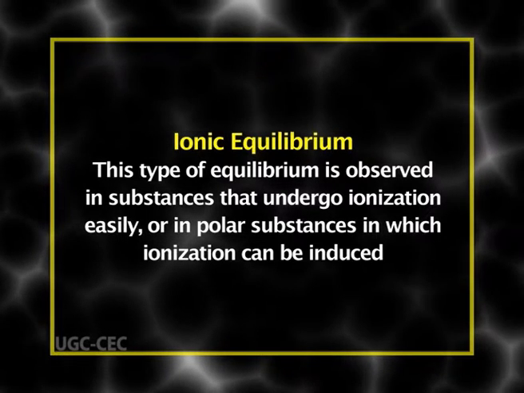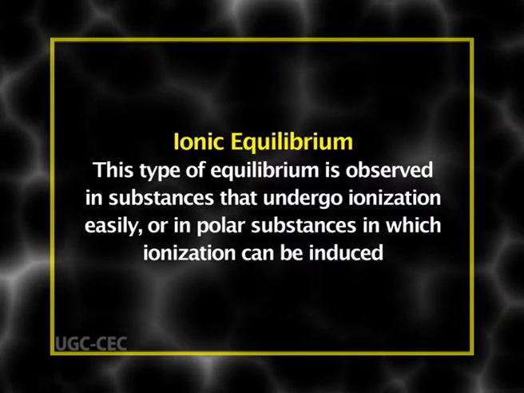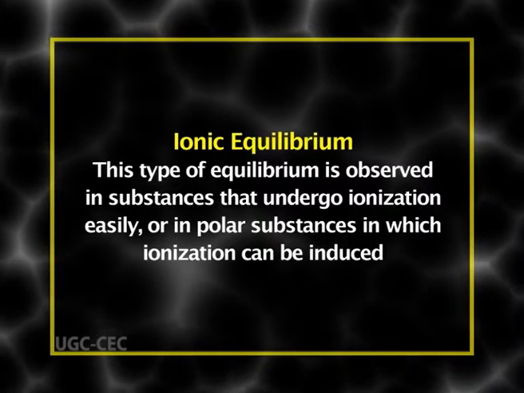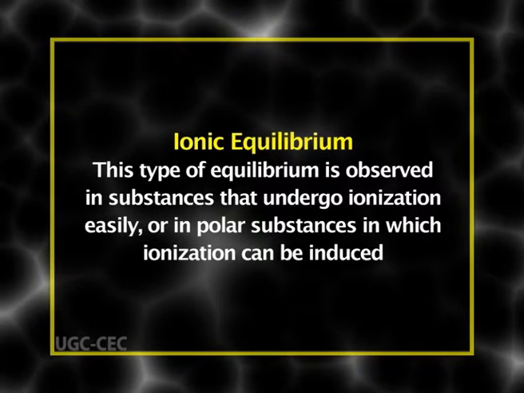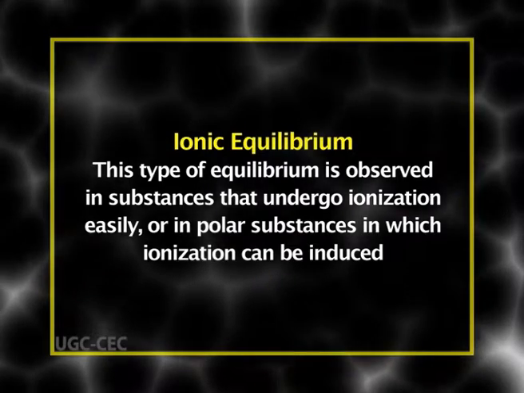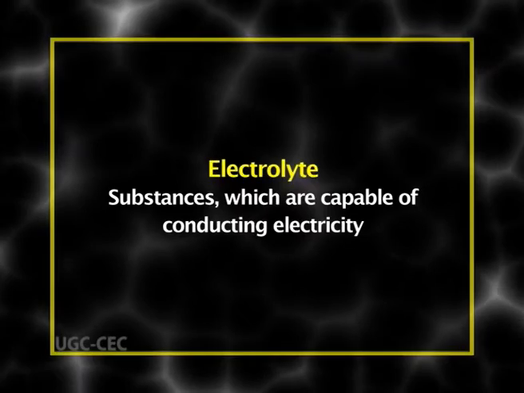Ionic equilibrium. This type of equilibrium is observed in substances that undergo ionization easily, or in polar substances in which ionization can be induced. Ionic and polar substances are more easily soluble in polar solvents because of the ease of ionization taking place in the solvent medium. With the dissolution of ionic and polar substances in the solvent, these solutions become rich in mobile charge carriers, that's ions, and thus can conduct electricity.